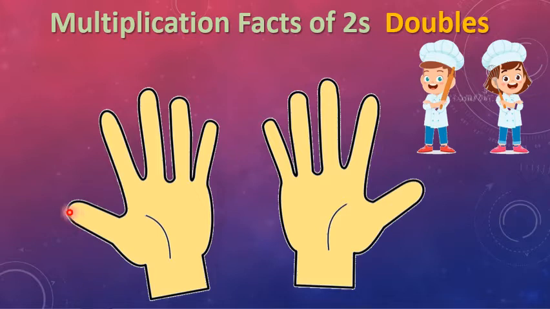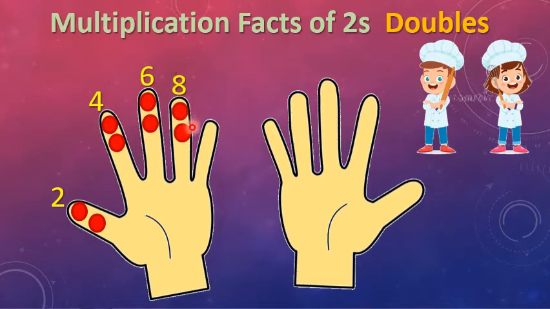From left here, this finger is the first finger. It will be 2 by 1, which means we have 2 parts only in this finger. It will be 2. Another 2 parts on this finger, it will be 4. Another 2 parts here, it will be 6, 8, 10. 2, 4, 6, 8, 10.